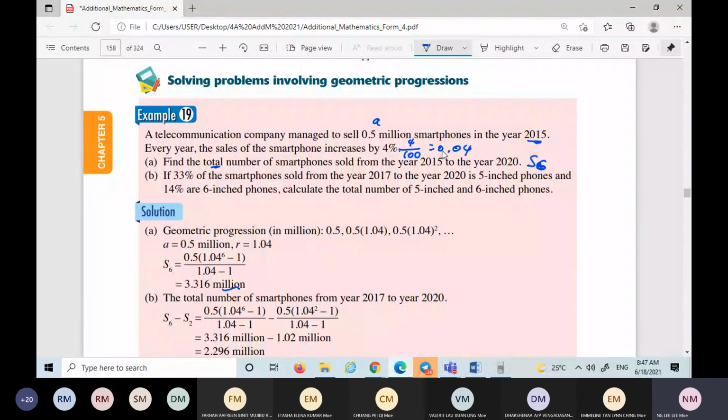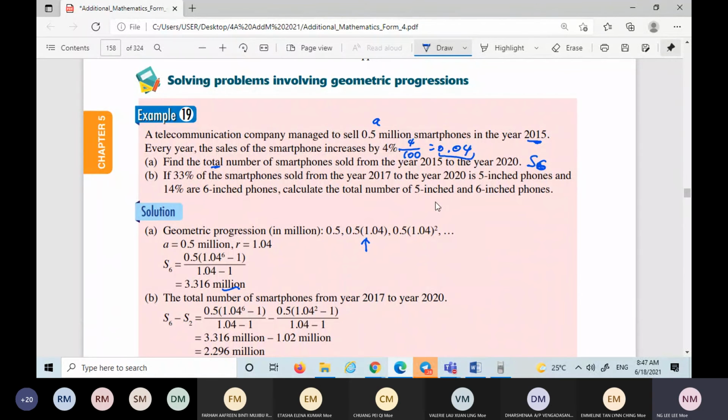R, you cannot set as 0.04. You got to set as 1.04, because 1 is itself, the principal. This is how much it increased. If you set your R as 0.04, your 0.04 times with 0.5 is how much it increased, but it is not plus itself. I hope you understand it.